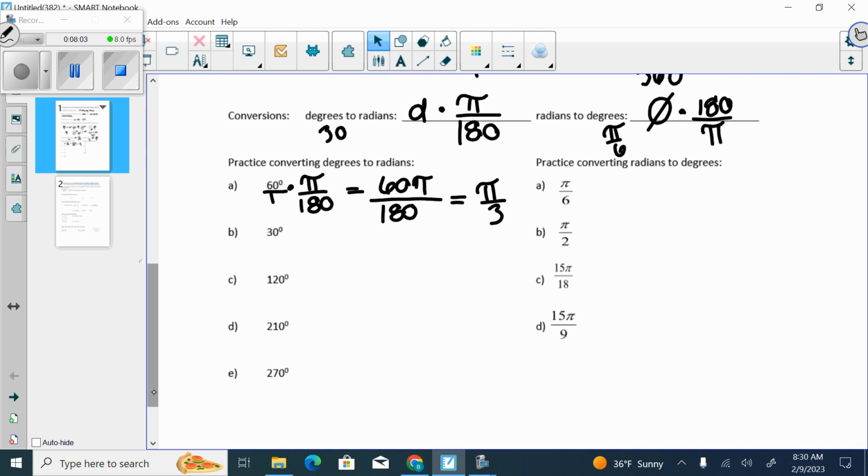Okay, I'm going to give you guys a second. I want you to go ahead and convert B through E. And then we'll check them together here in just a moment. Okay, can anybody tell me what 30 degrees converted to? Good. This was pi over 6. Okay, what about 120 degrees? Very good. 2 pi over 3. What about 210? Very good. And 270. Very good.